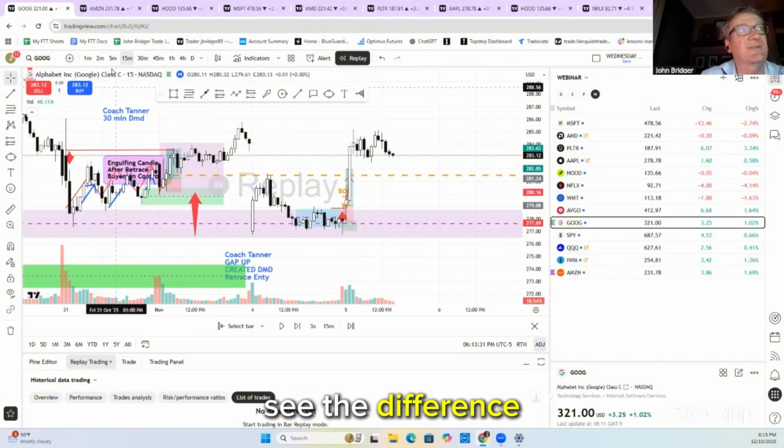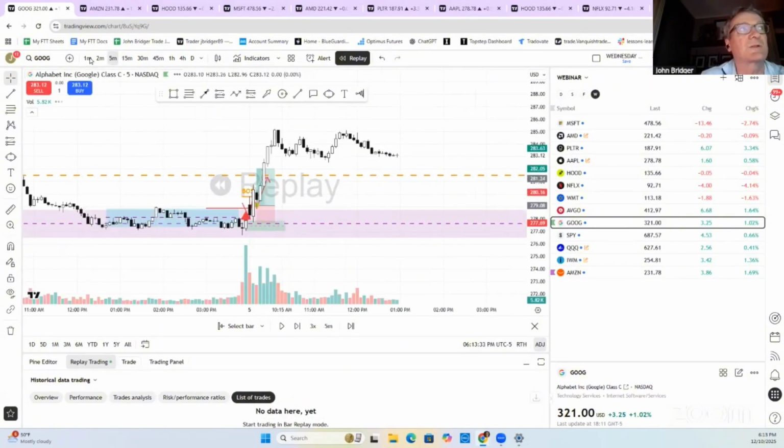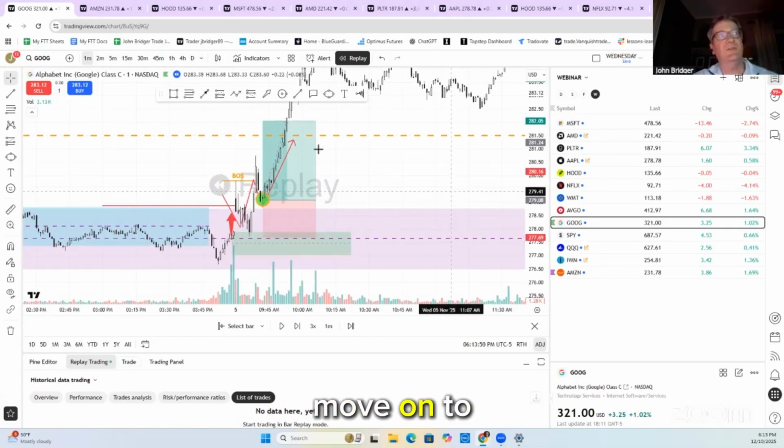Does everybody see the difference in that? Any questions about how that works? We'll call it gap up retrace. That's what that move would look like. Now I'm going to move on to the next trade.